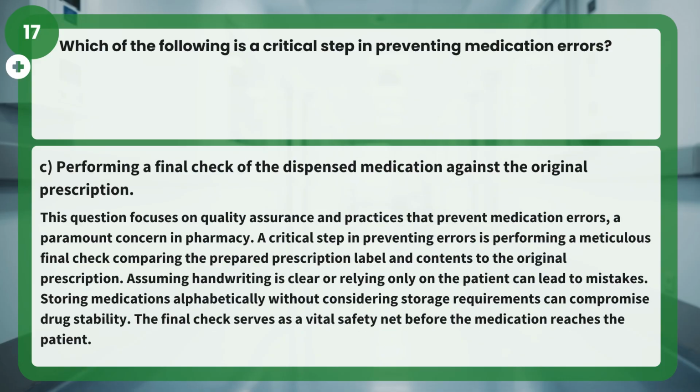Answer, C. Performing a final check of the dispensed medication against the original prescription. This question focuses on quality assurance and practices that prevent medication errors, a paramount concern in pharmacy. A critical step in preventing errors is performing a meticulous final check comparing the prepared prescription label and contents to the original prescription. Assuming handwriting is clear or relying only on the patient can lead to mistakes. Storing medications alphabetically without considering storage requirements can compromise drug stability. The final check serves as a vital safety net before the medication reaches the patient.